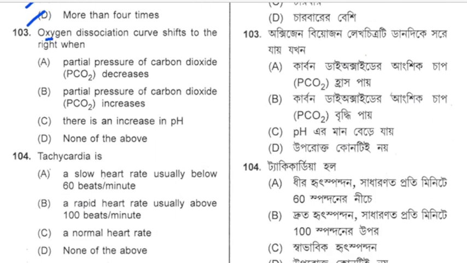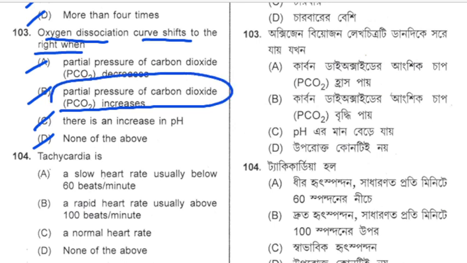The oxygen dissociation curve shifts to the right when the partial pressure of carbon dioxide decreases, the partial pressure of carbon dioxide increases, there is an increase in pH, or none of the above. So the oxygen dissociation curve shifts towards the right when the partial pressure of carbon dioxide increases. When CO2 pressure increases, it shifts to the right side.